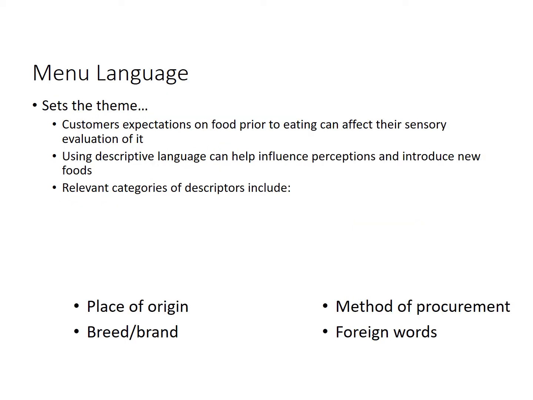Menu language sets the theme. Customer expectations on food prior to eating can affect their sensory evaluation of it. Using descriptive language can help influence perceptions and introduce new foods. Relevant categories of descriptions include place of origin, breed, brand, method of procurement, foreign words. And again, all these things, customer expectations of food, link to affect people's sensory taste before they've even accepted it. And this is absolutely true.